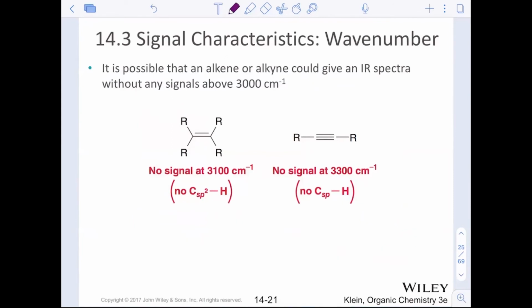All right, it is possible to have a carbon-carbon double bond or a carbon-carbon triple bond that does not have any CHs, right? So just because you don't see anything above 3,000 doesn't mean you don't have that hybridization. It just means you don't have the carbon to the hydrogen, right? So remember, hydrogen to atom bonds appear from 2,800 to above 3,000. Doesn't necessarily mean you don't have that type of carbon. So looking at fully substituted carbon-carbon double bonds, or fully substituted carbon-carbon triple bonds, very important to note.